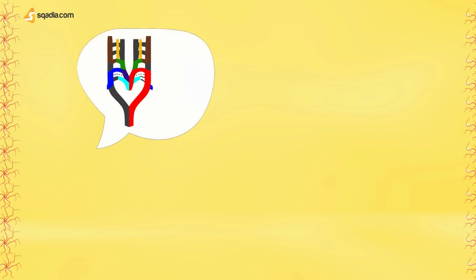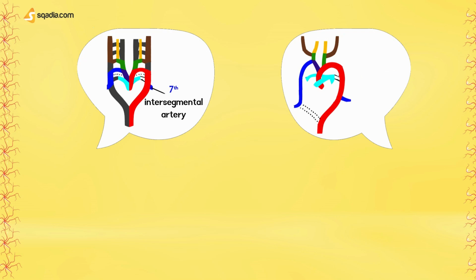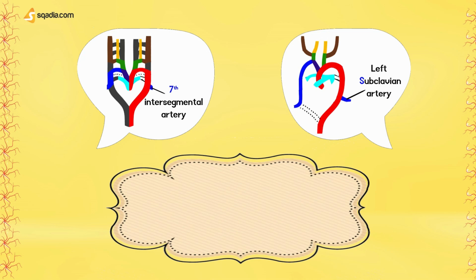Well, let me make one more mnemonic for the left subclavian artery. This is the 7th intersegmental artery, that derives the left subclavian artery. So, the mnemonic for the left subclavian artery is that 7 is S. So, that's all. Hope you had fun learning.